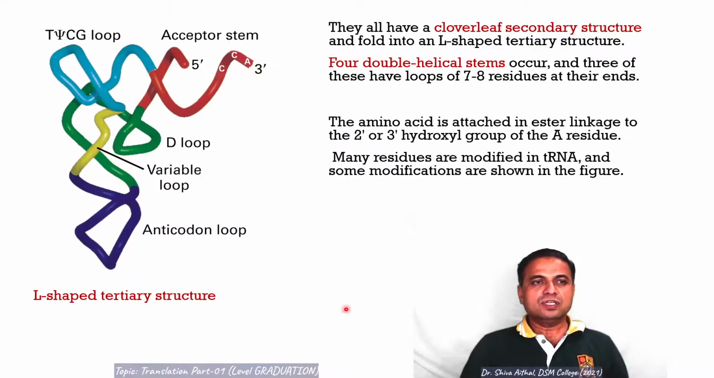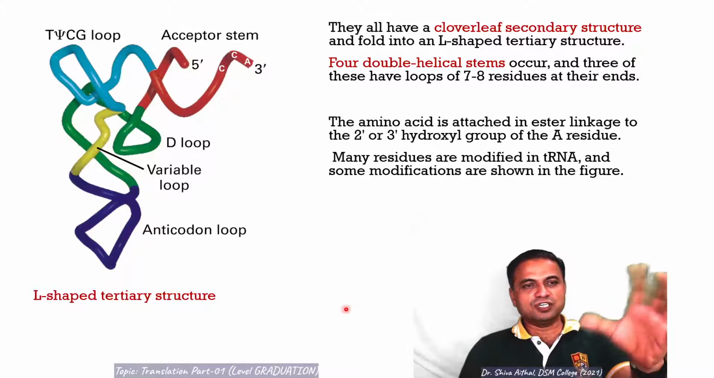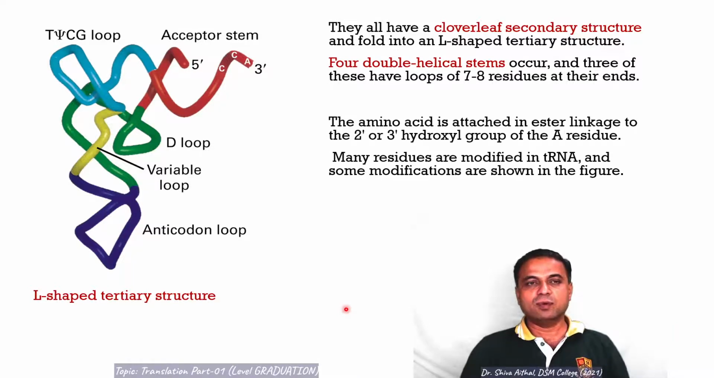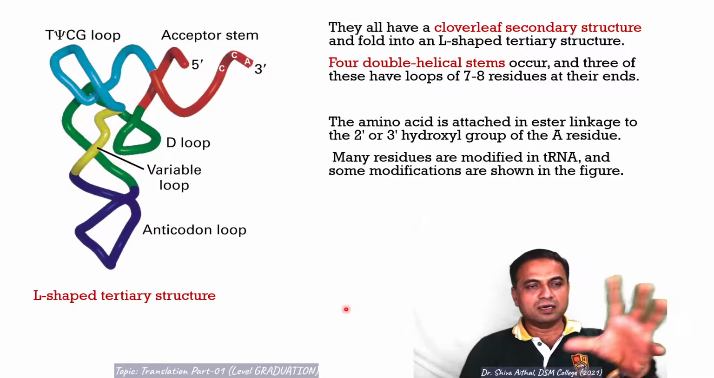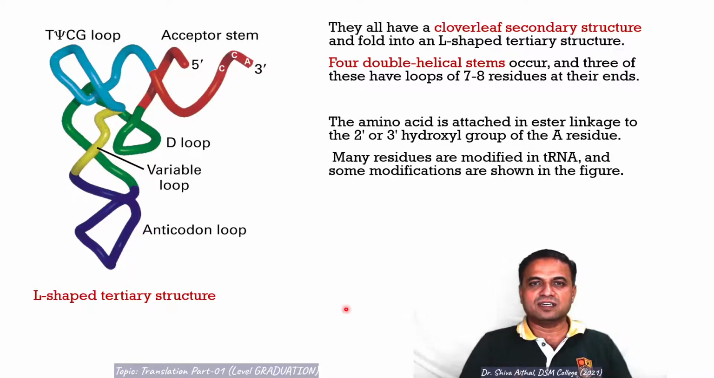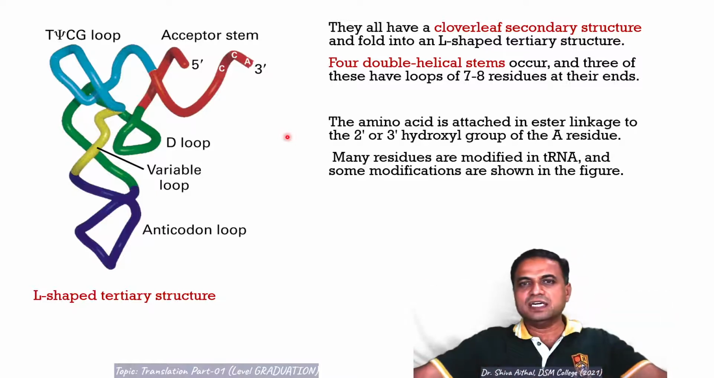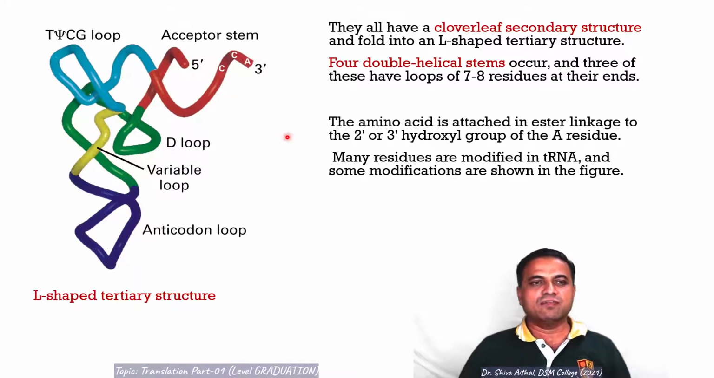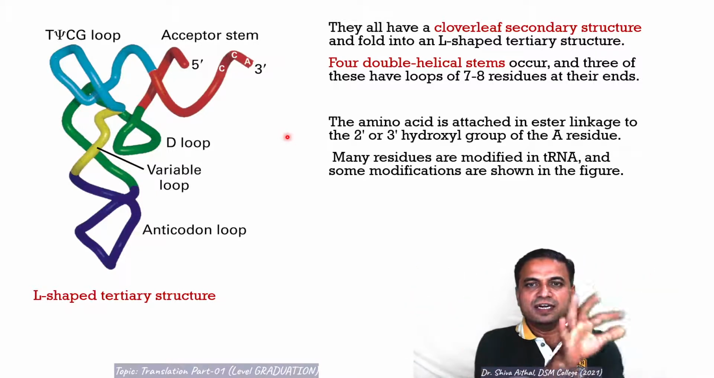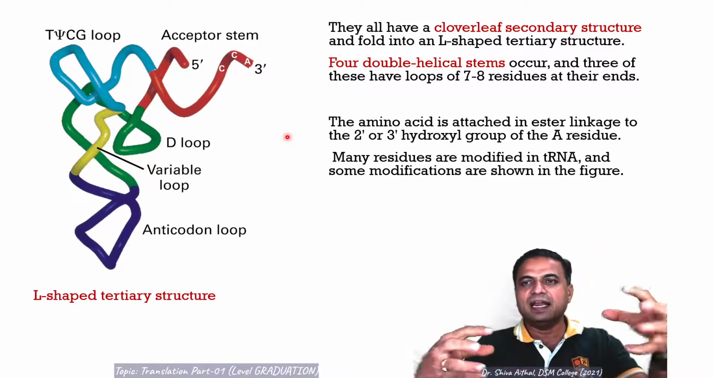So this L-shaped tertiary structure, the ribbon model of the bioinformatics structure or the computer model: all tRNAs have a cloverleaf secondary structure, and they are folded into an L-shaped tertiary structure. From the 5' end to the 3' end, if you just open it, it will form a long chain, but when you release it, through internal folding they will fold into an L-like structure.